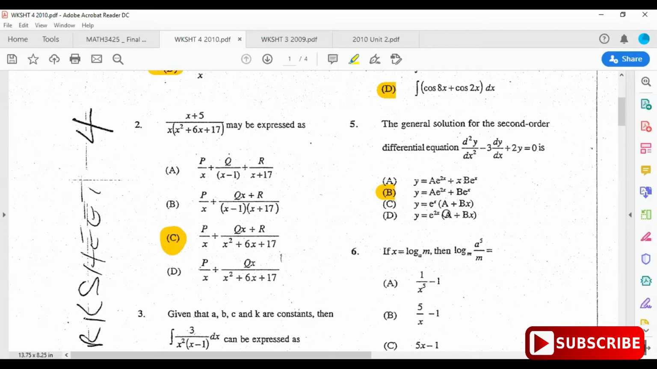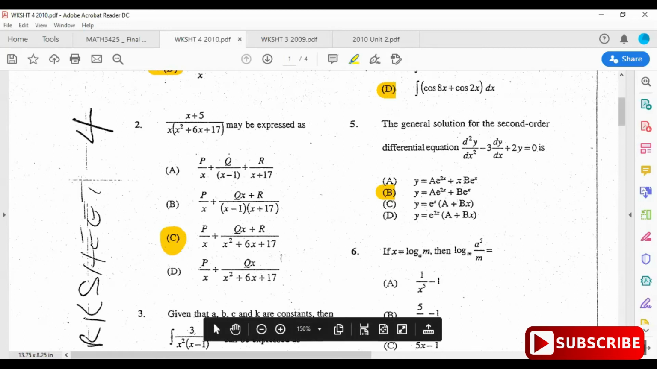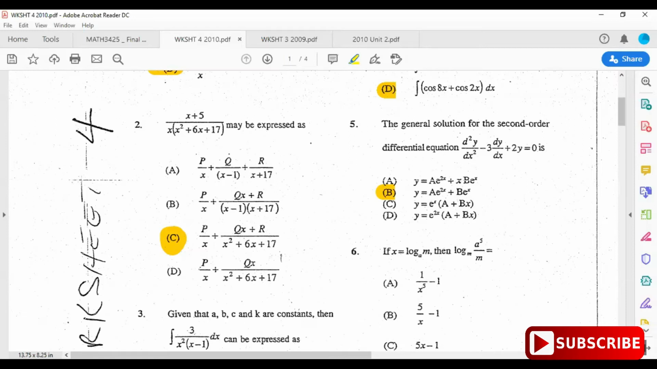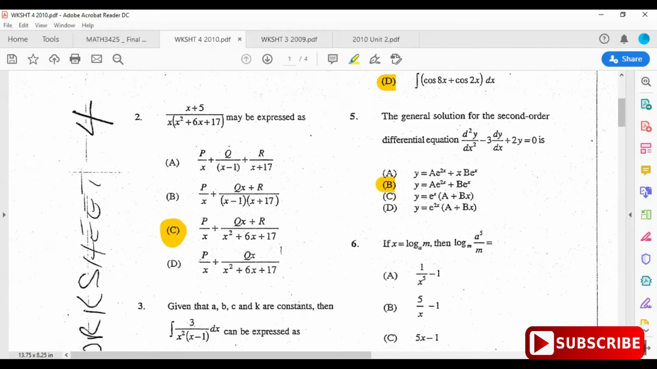Right, sir. I feel like I lost some marks on a module test because of the order in which I wrote my general solution. No, you didn't lose any mark for that issue. Don't worry about it. Okay.